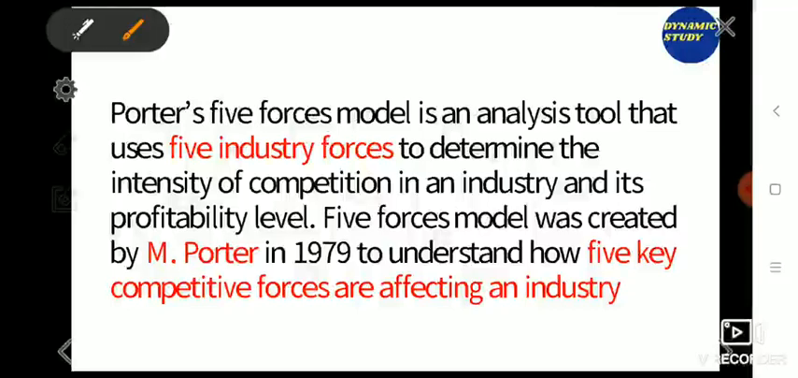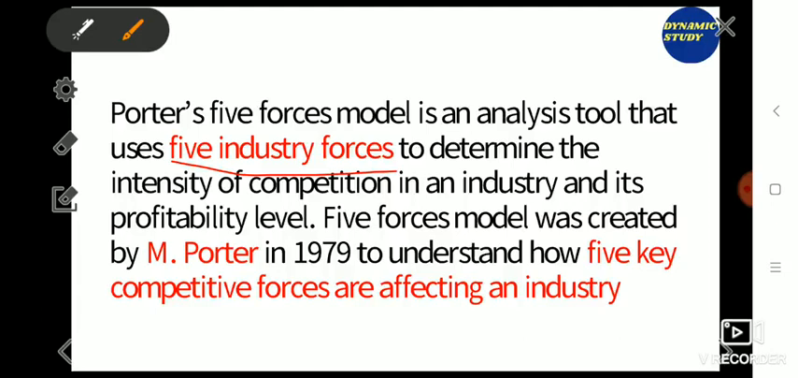Porter's 5-force model is an analysis tool that uses 5 industry forces to determine the intensity of competition in an industry and its profitability level. So in order to determine the intensity of competition in an industry and also to understand the profitability level of an industry, Porter's 5 forces model was introduced.